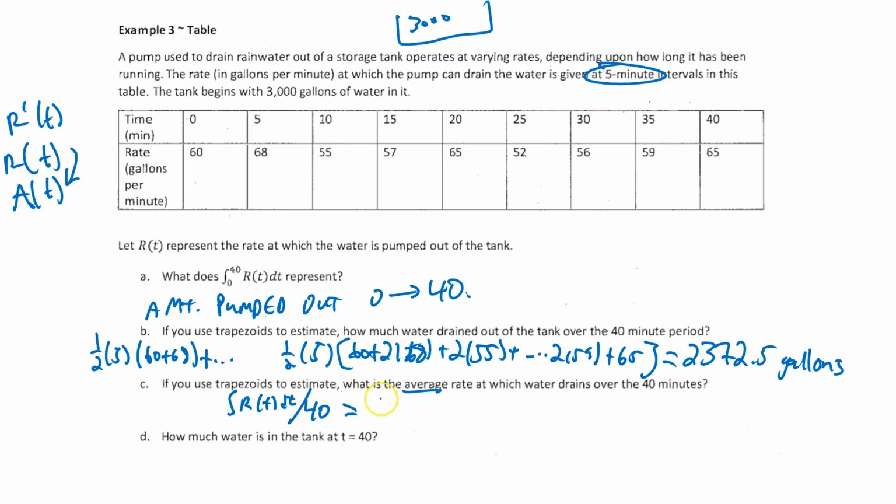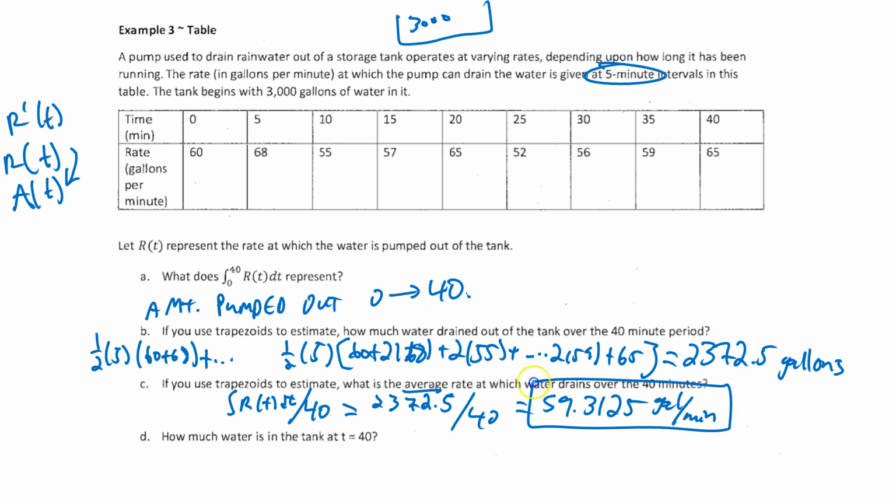So we've got the integral if you use trapezoids, so it's 2372.5 divided by 40. For that in the calculator, I get 59.3125 gallons per minute. Now, if you look at our chart, that kind of makes sense, right? 59.3 is somewhere within that range, and the average should be between the lowest and highest for sure.